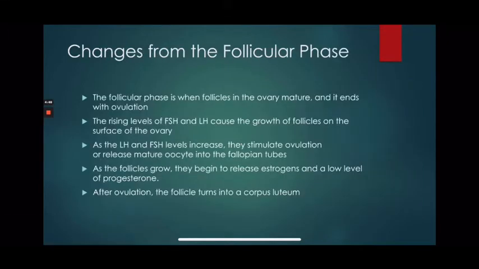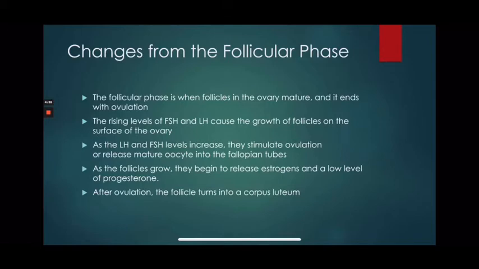The follicular phase is when the ovary matures, and it ends with ovulation. The rising levels of FSH and LH cause the growth of follicles on the surface of the ovary, which prepares the egg for ovulation. LH and FSH levels increase and stimulate ovulation, or release of the mature oocyte into the fallopian tubes.